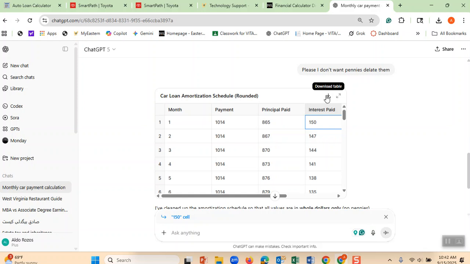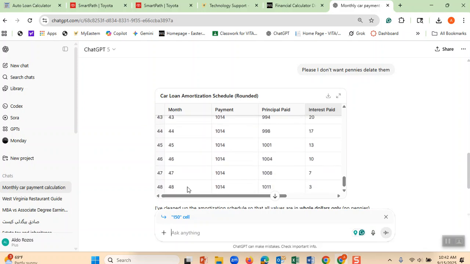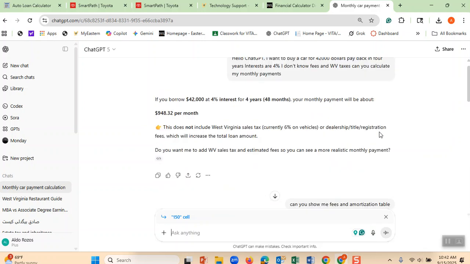Don't forget, ChatGPT downloads it. If I click here, when I download it, I can download it to Excel and do my calculation there. I want you to understand the power of ChatGPT. And this is after 4 years, my final payment is $114. Therefore, ChatGPT can create exactly the same things that the calculator created.